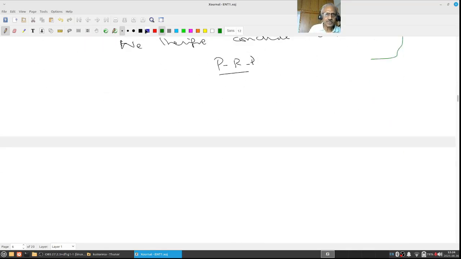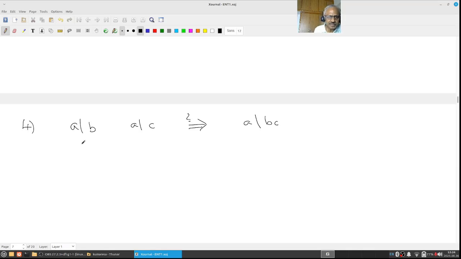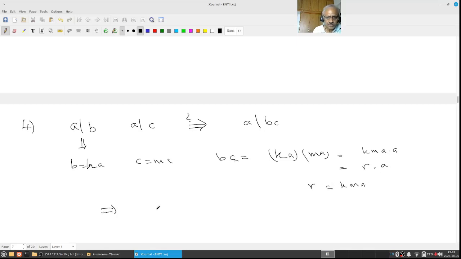Okay, now let's go to the fourth one. Assume again a divides b and a divides c. What is the next question I can ask? Whether a divides bc. Now the proof is again exactly similar. b is ka and c is ma. Therefore bc is ka times ma, by using associativity and commutativity of multiplication, that is km aa. So call this r times a, where r is kma. So this shows a divides bc.